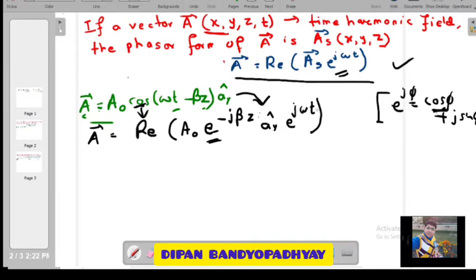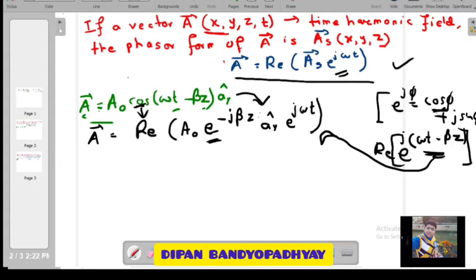Omega t, you can write it in this form, j omega t minus beta z, and you can separate these two out. This is what I have done basically. So this is basically real part of e to the power j omega t minus beta z, and we are separating the exponential terms, and this is what you will get. Okay.